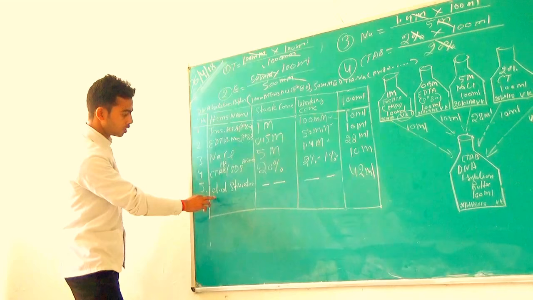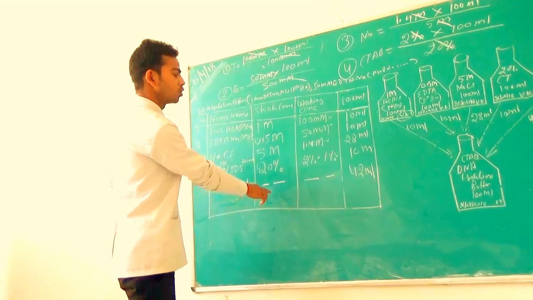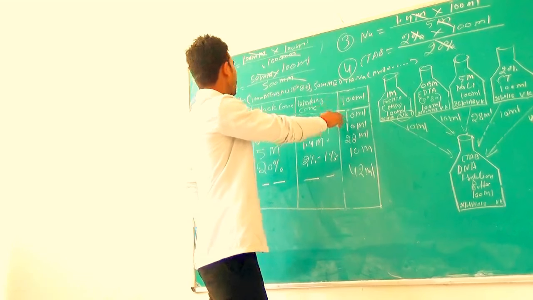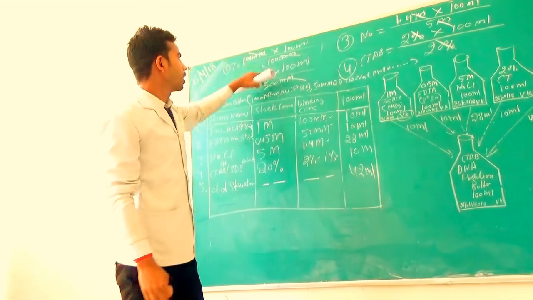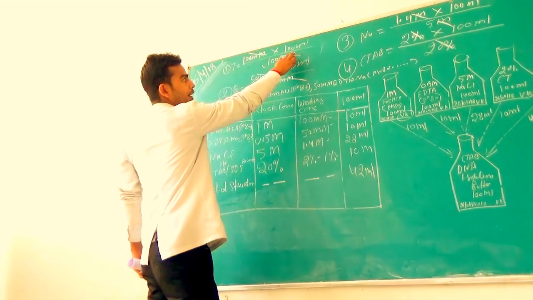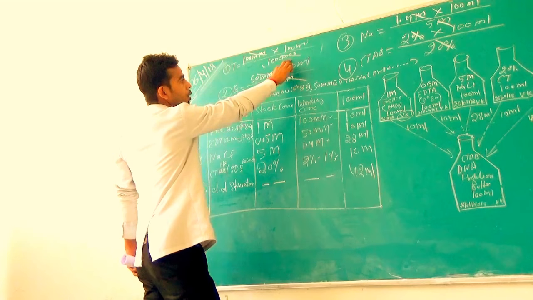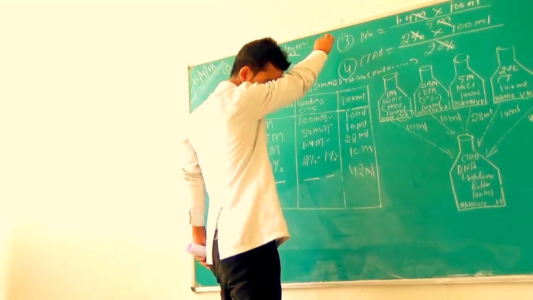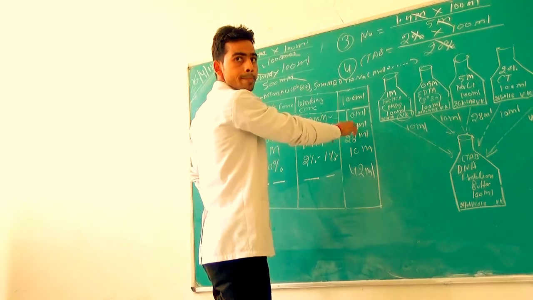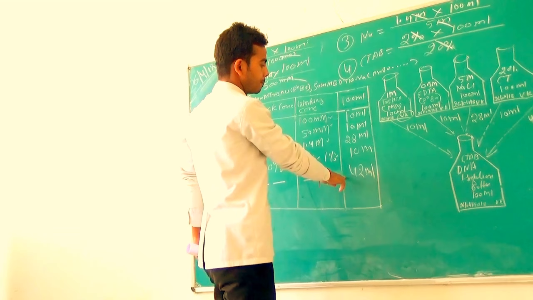And fifth compound, double distilled sterile water, in quantity sufficient. Calculated with the formula: 100 millimolar into 100 ml upon 1000 millimolar equals 10 ml. Like that all the calculation is done. 10 ml, 10 ml, 28 ml, 10 ml, 42 ml is the value.